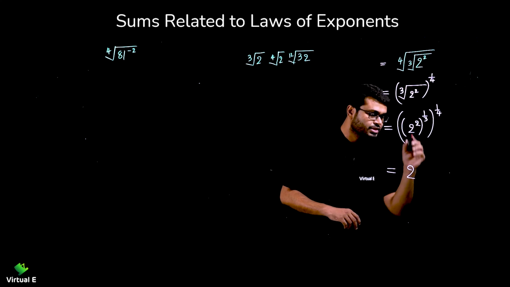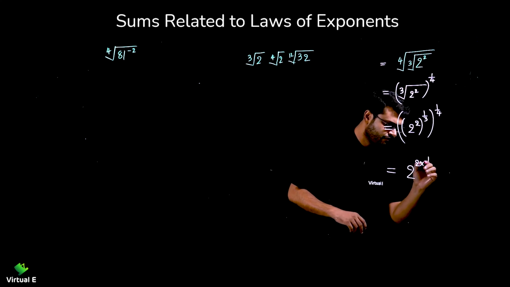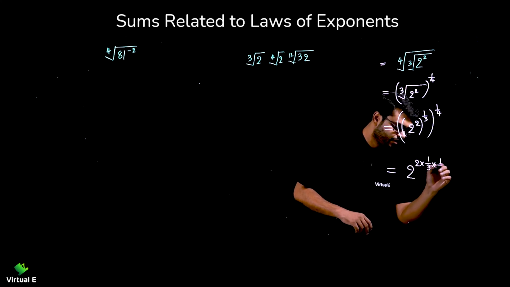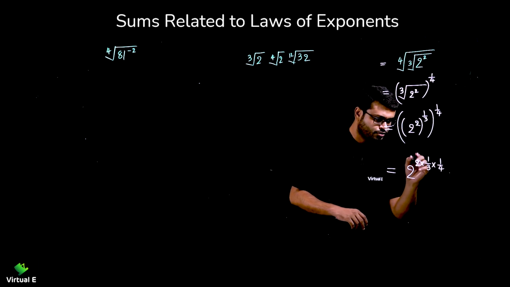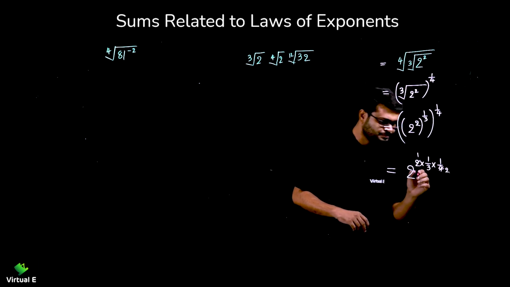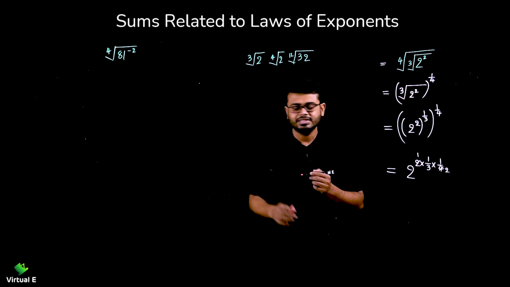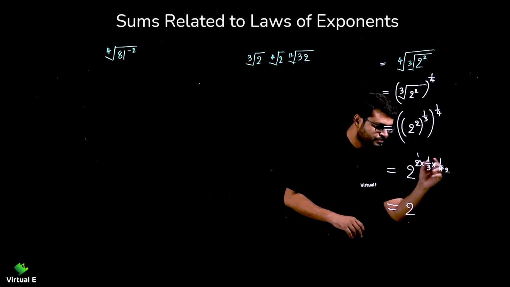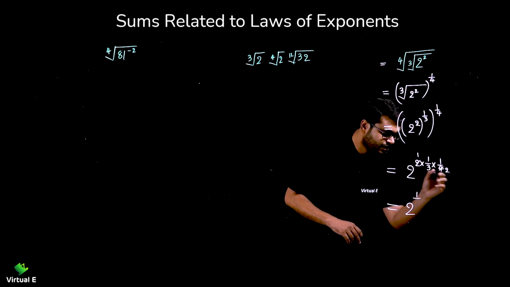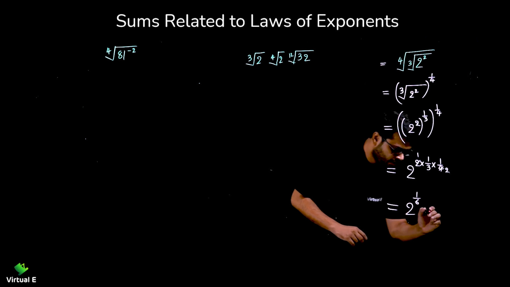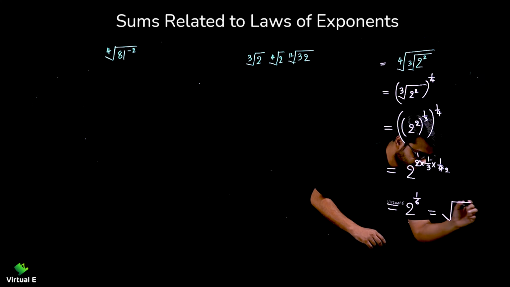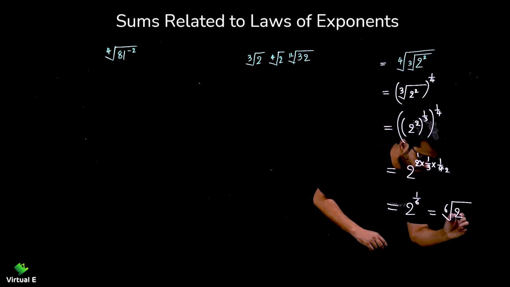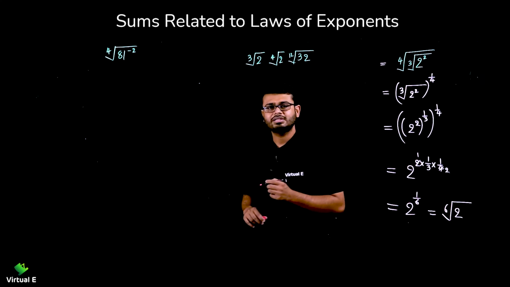Base as it is, you have 2 to the power 1 by 3, to the power 1 by 4. So 2 1s are 2 and 2 2s are 4. Nothing we can do further than this. So here 2 raised to 1 by 6, since 2 3s are 6, or we can write it as well as the sixth root of 2. Both are the same.